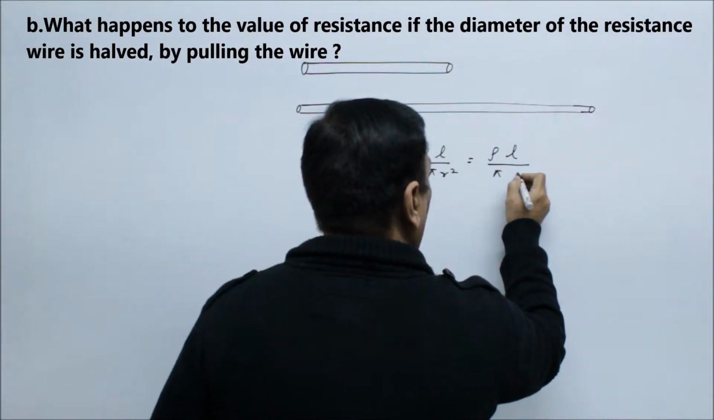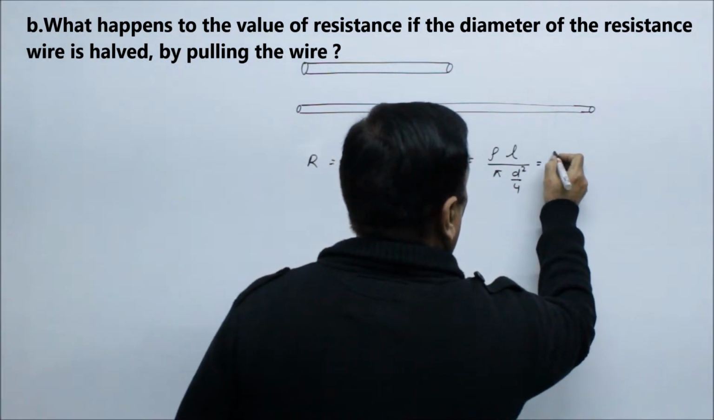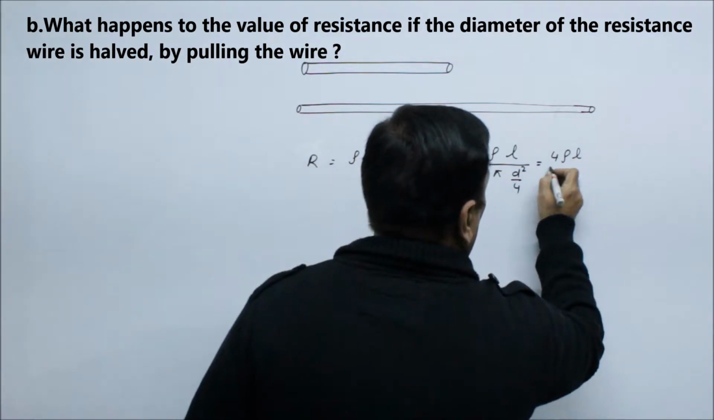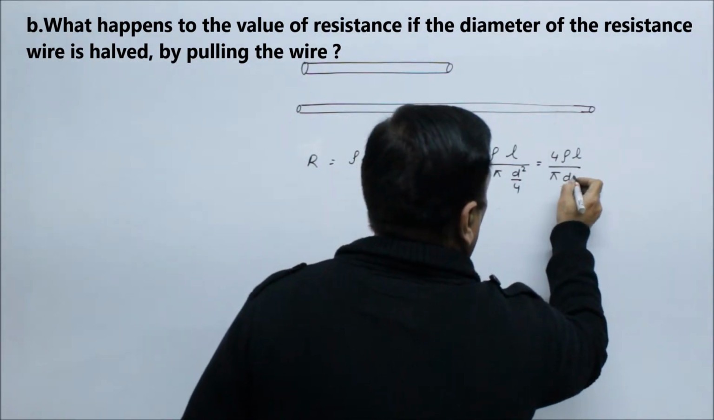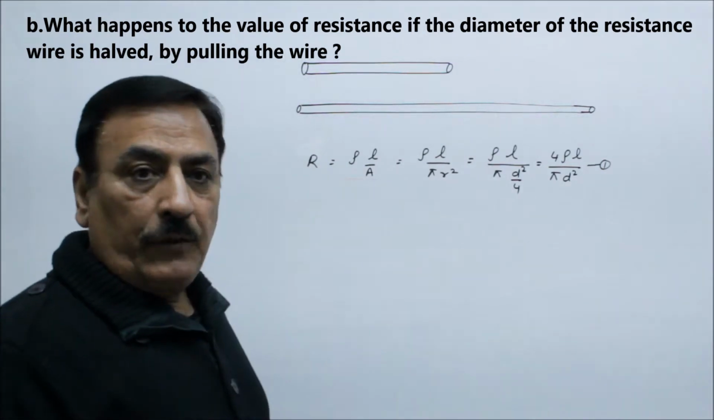We can also write it as rho L over pi, and r can be written as d upon 2, and d upon 2 whole square will be d square upon 4. So the expression comes out to be 4 rho L over pi d square, and I'm calling it equation number 1. Is that okay?